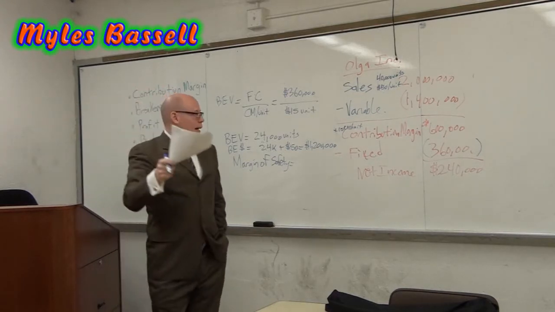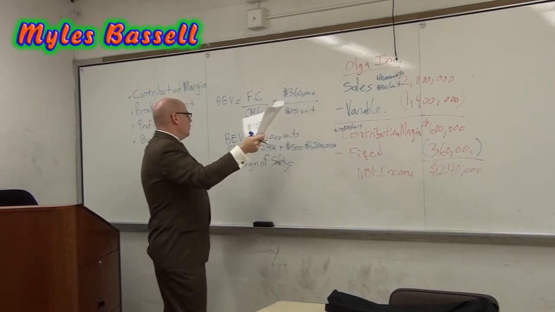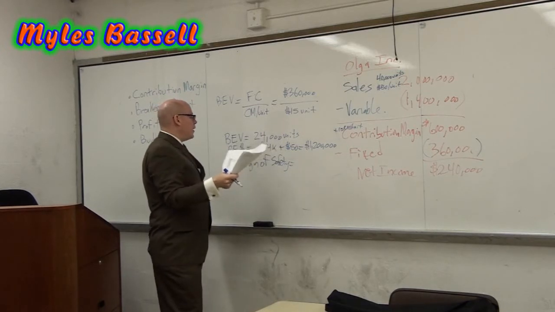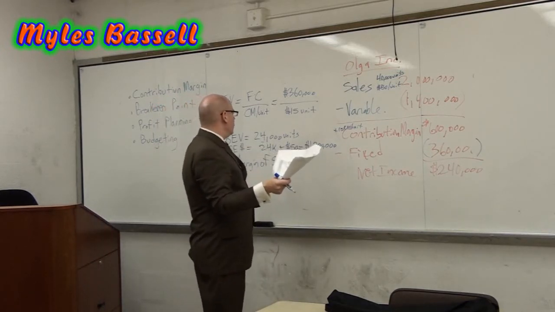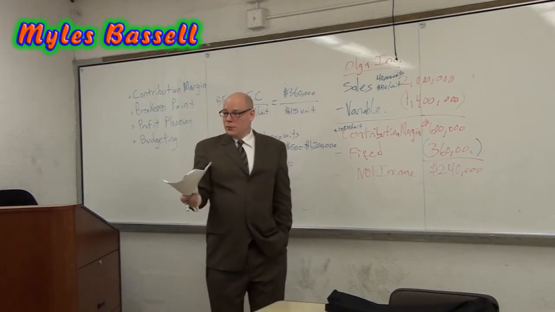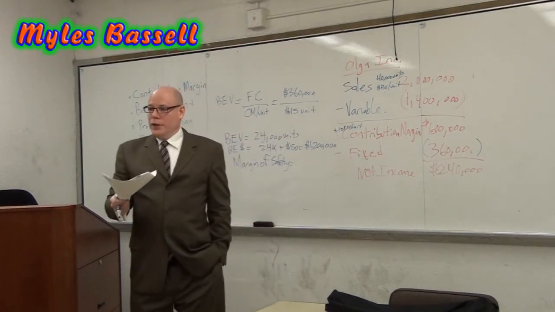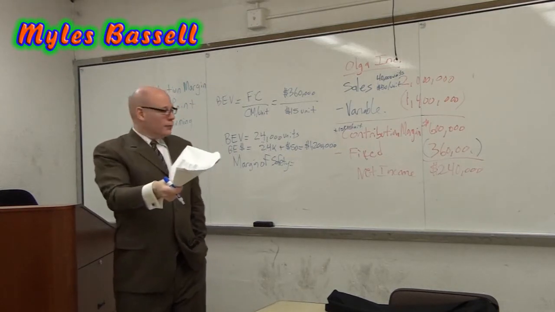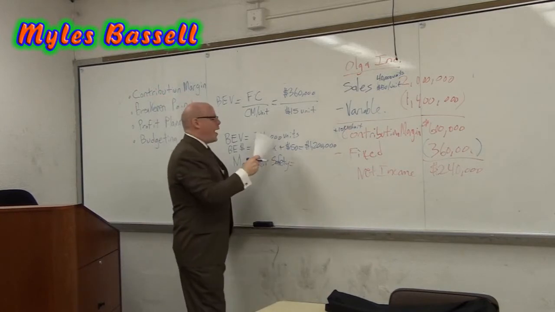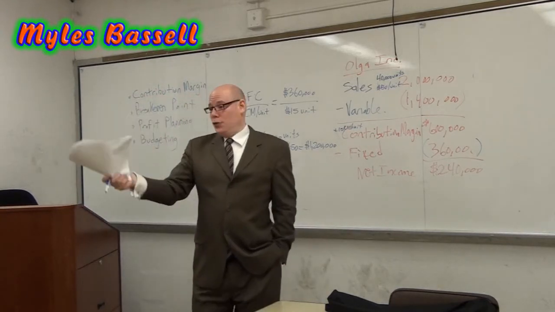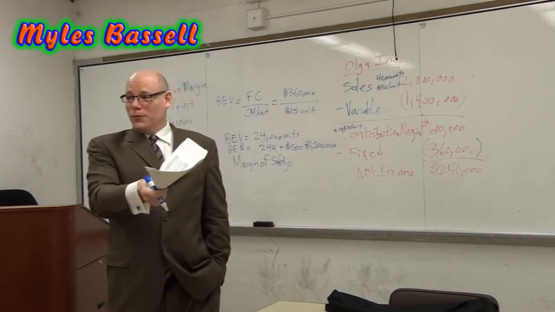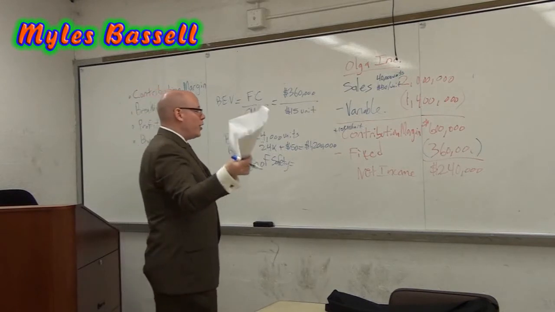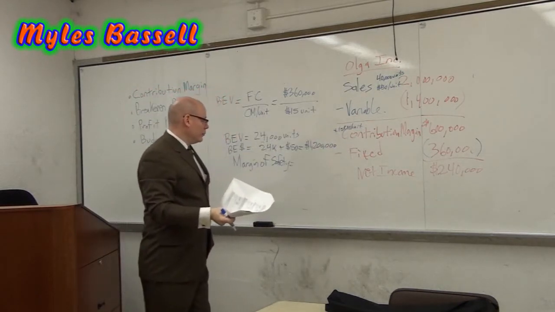Below that, what's happening below that? What happens if we sell, instead of 24,000 units, 23,000 units? What does that mean? We're losing money. If we sell 23,999 units, we're losing money. So the break-even volume is just the point at which we're covering our expenses.